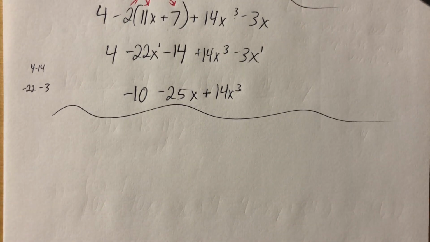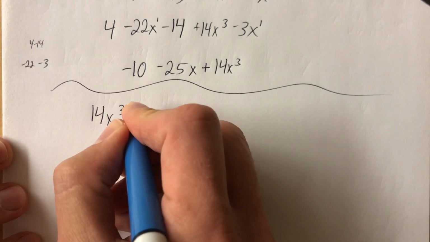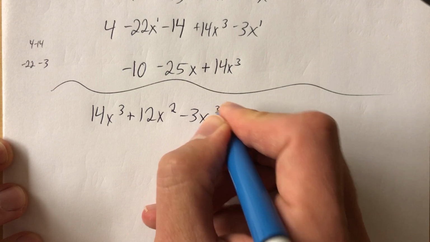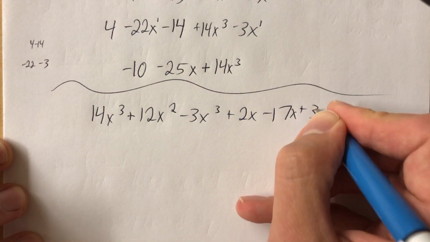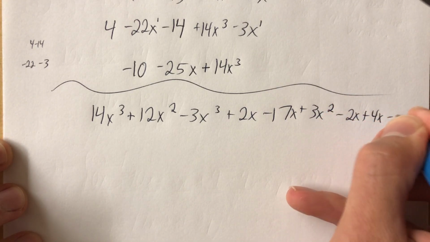You know what? I said we would do 2 more. I said we'd do 3 more before this one. Let's just do 1 more. I think we got it. 14x cubed plus 12x squared minus 3x cubed plus 2x minus 17 plus 3x squared. This is big enough, right? Minus 2x plus 4x minus 12.